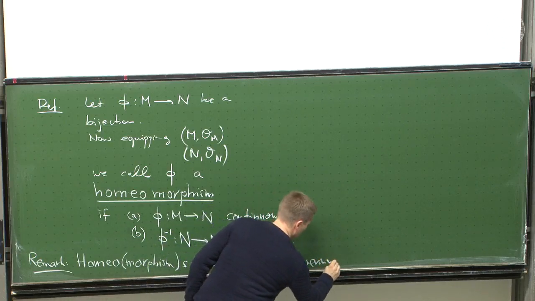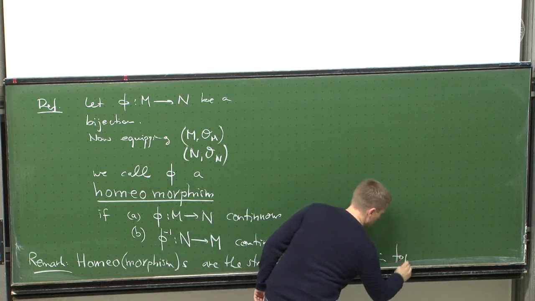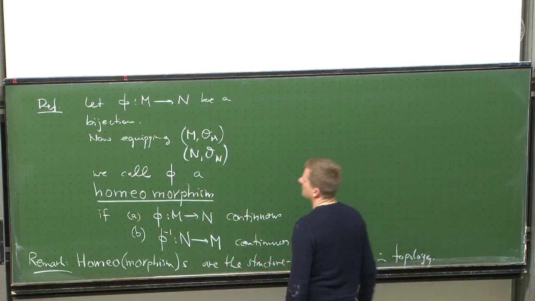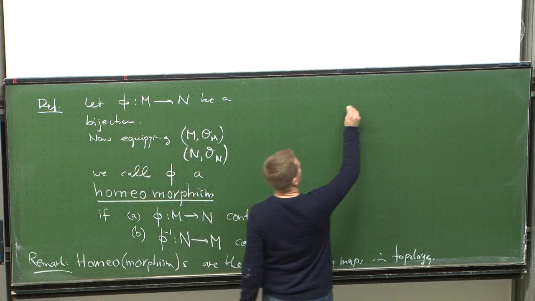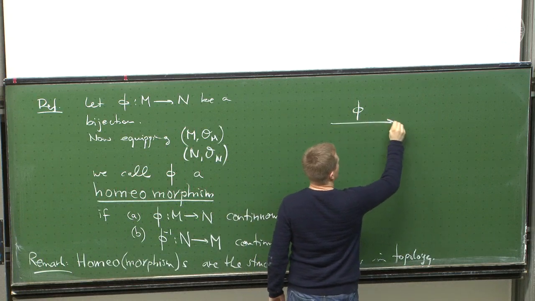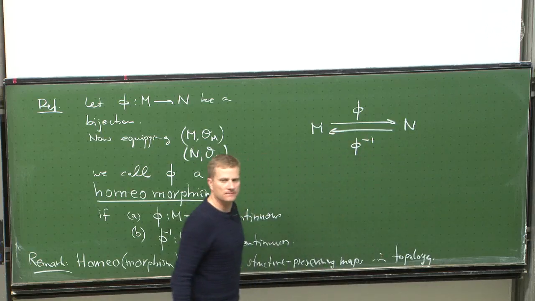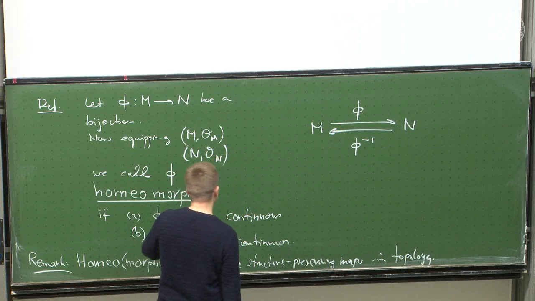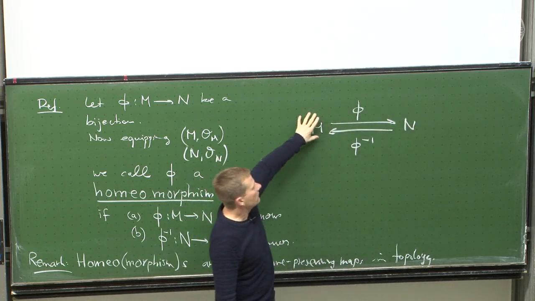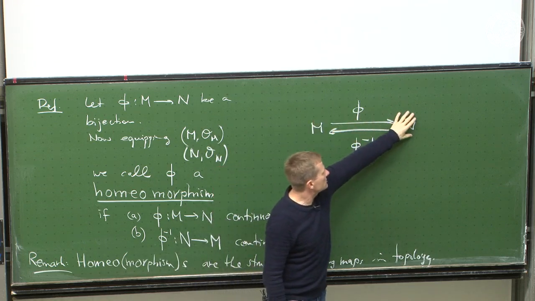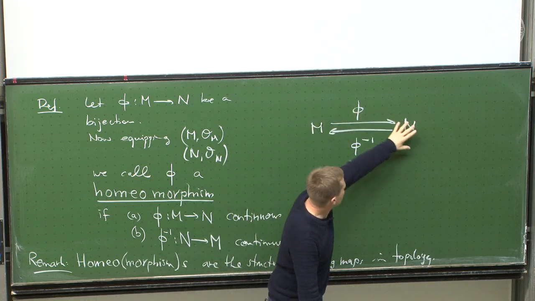Preserving maps in topology. Why is this? Well, you go from M to N and you go back. So phi takes you from M to N as a set, and phi inverse takes you back. Now, if phi is continuous, that's one of the conditions, then the pre-image of any open set is an open set. But the pre-image is just the image of phi to the minus 1, because it's a bijection. The other way around with the phi to the minus 1.